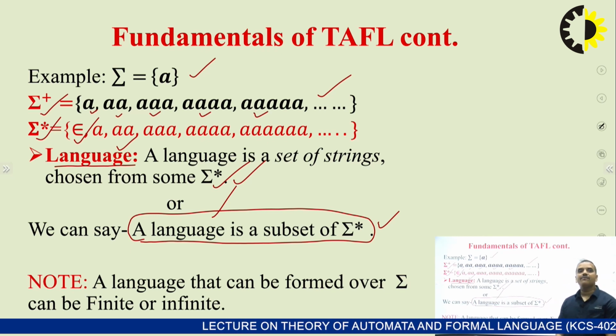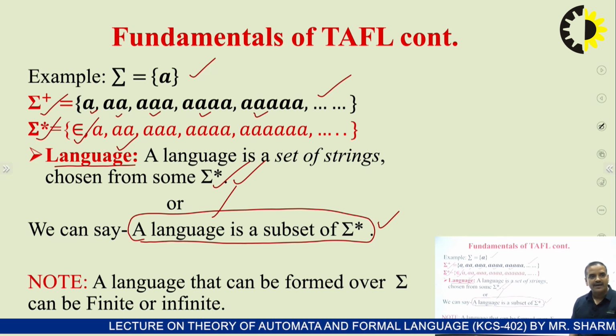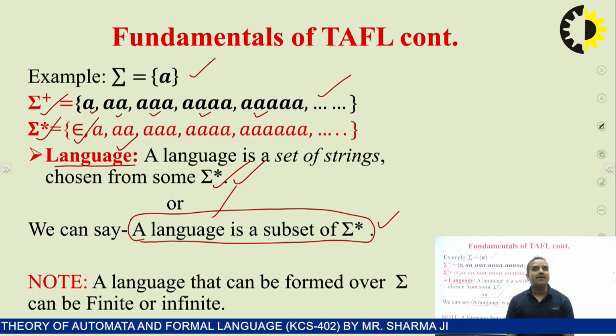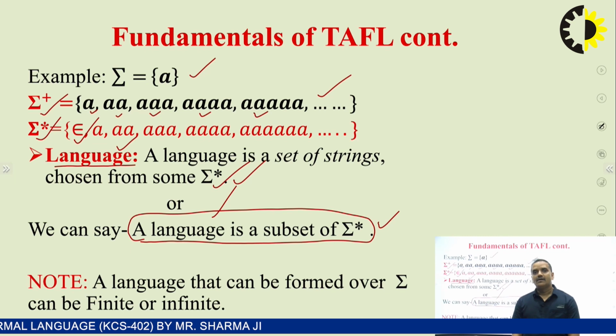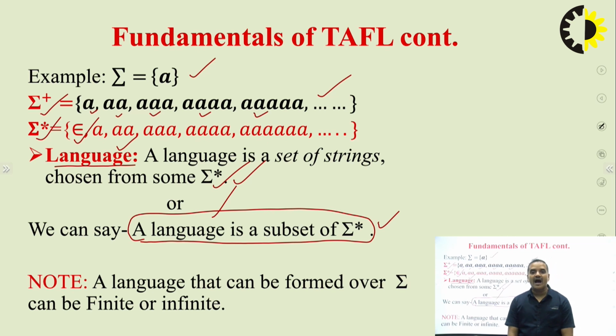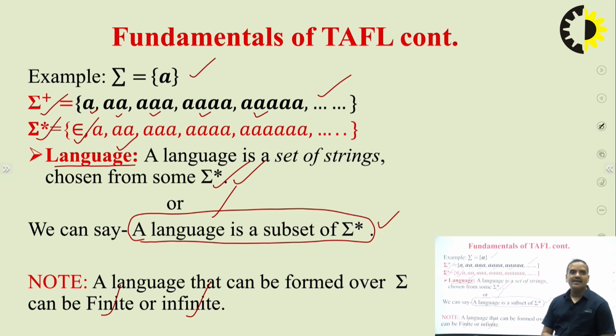We have to write a note. A language formed over sigma can be finite or infinite. Finite or infinite means if the number of strings is countable, then the set is said to be finite. Otherwise, it is infinite. That means we are not able to count the number of strings, then the set is called infinite. This is basically called a finite or infinite set. But here we always discuss the finite sequence of symbols.